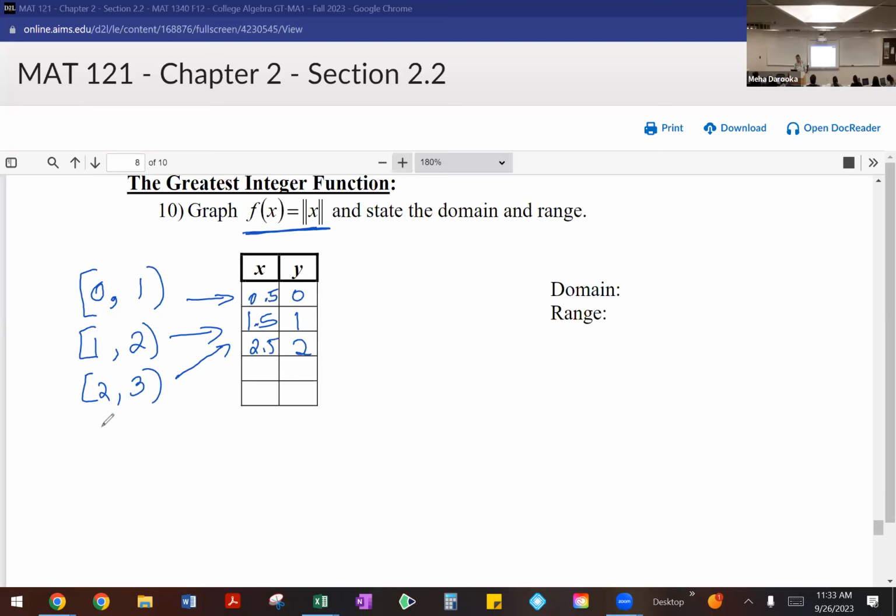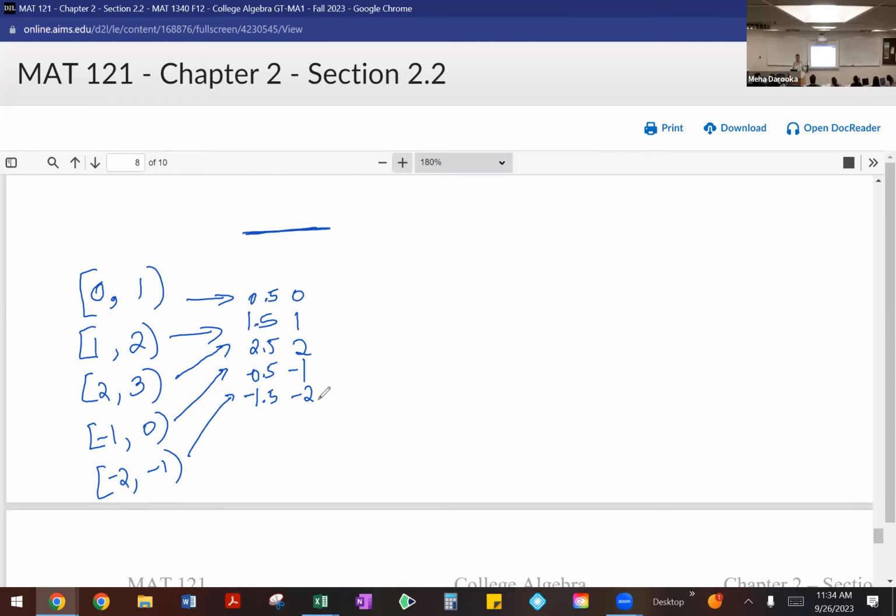So we did 0 to 1, so that should be negative 1 to 0. And for that, we can use negative 0.5. What will that y value be? Negative 1, yes, very good. Less than or equal to. So this one will go from negative 2 to negative 1. We can use negative 1.5 as our number. Alrighty. I think that gives us a good idea of what those numbers should be. Now, here's the interesting part when we try to graph this.